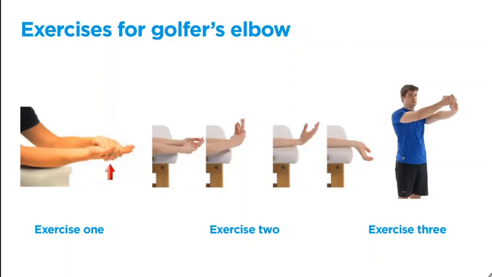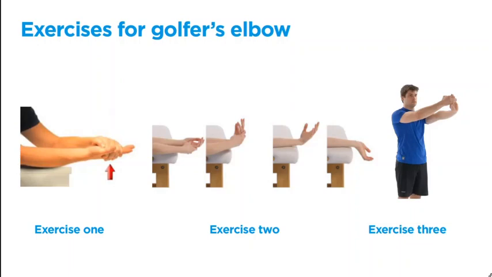Exercise 2, place the affected arm and wrist on a table with the palm facing down. Lift the involved wrist using the opposite hand. Once in an elevated position, let the wrist come down slowly back to the starting position, controlling the downward movement. Repeat the process until fatigue, and again, there should be no or minimal pain.